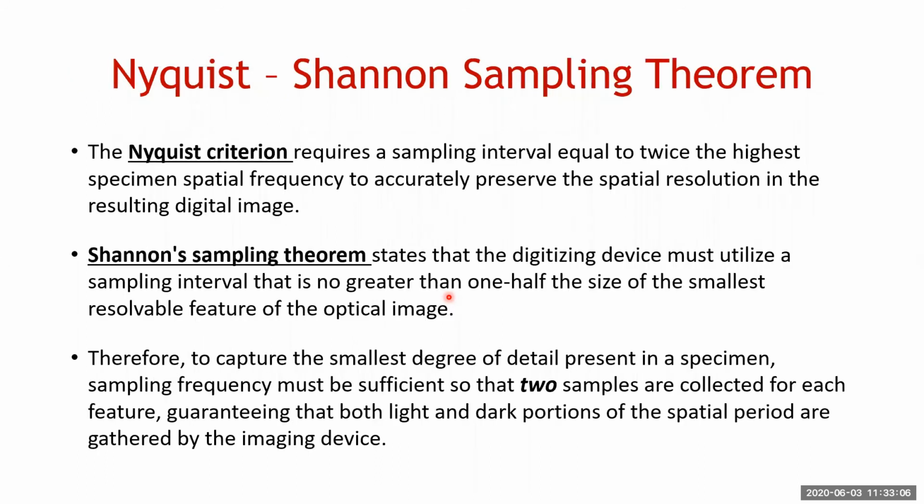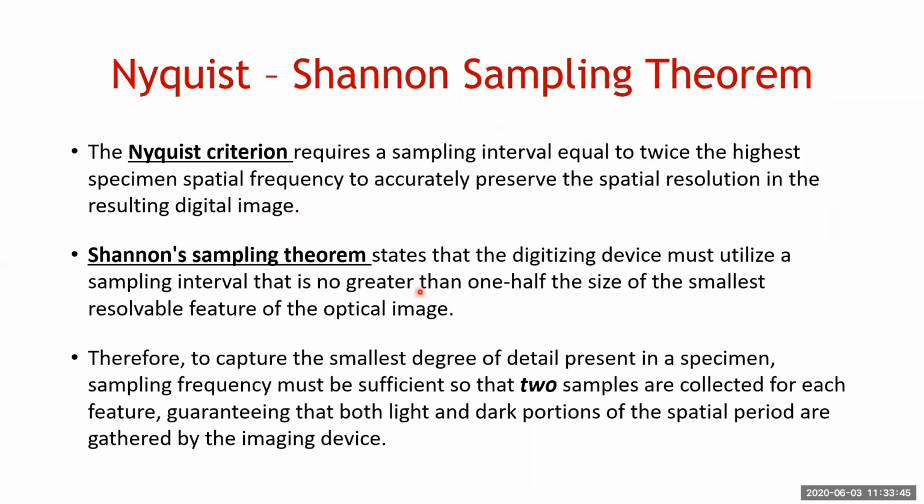So the Nyquist-Shannon sampling theorem is a concept that is simple in theory, but difficult to get across, and difficult for people to really care about. But it is a theorem that persists throughout a lot of different fields. If we want to go through this quickly, the Nyquist criterion basically requires you to sample at an interval twice the highest specimen spatial frequency, so that you can preserve the spatial resolution of the digital image.